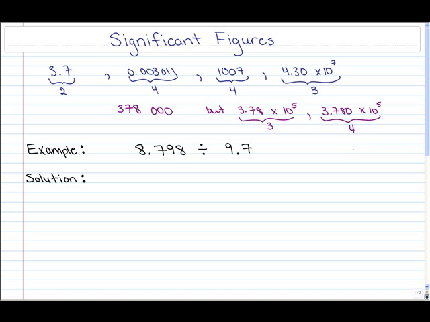When adding or subtracting two numbers, the final answer should have the same number of decimal places as the number in the question with the least amount of decimal places. Now same goes for multiplying or dividing. If you're trying to multiply or divide two numbers, then the final answer has to have the same number of significant figures as the number in the question with the least amount of significant figures.